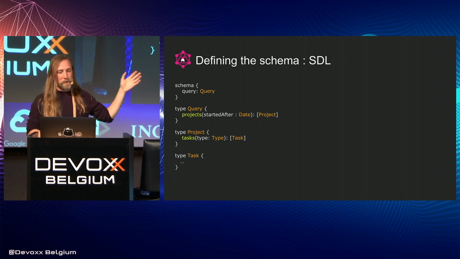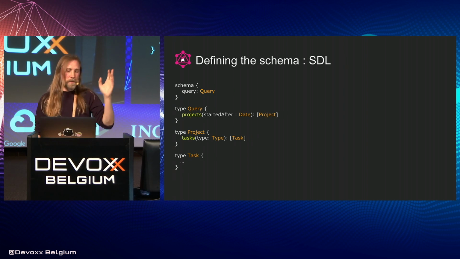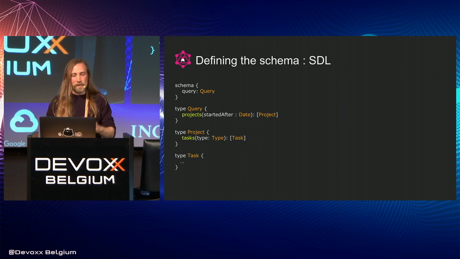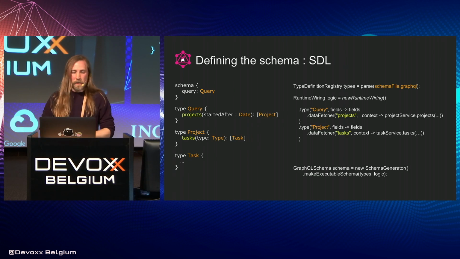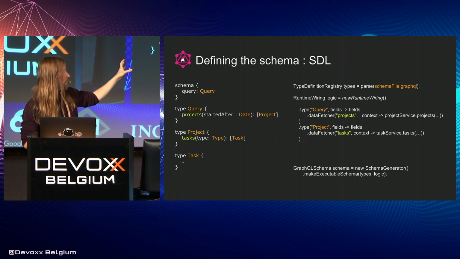So you say schema has a root query, and then query exposes projects that are filterable by start date here, for example, and then project has tasks that are filterable by type or something, and so on and so forth. So you write this as a text file. Then you literally start with that. So you parse the text file, and then you wire the logic in.